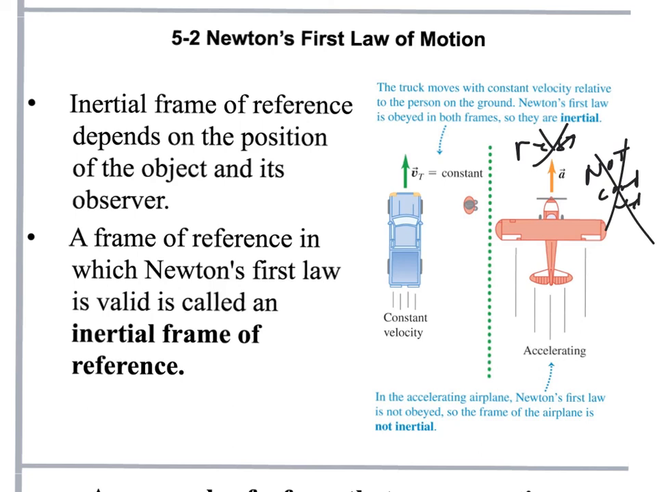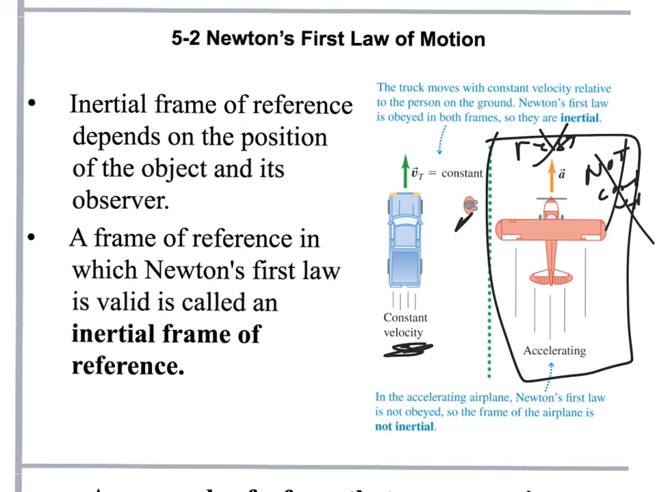So if we put a frame around the airplane, then the plane is not inertial. It's actually propelling itself. And over here, the truck moves with constant velocity relative to the person on the ground. Newton's first law is obeyed in both of those frames, so they're both inertial. He's moving with constant velocity, and this one's observing over here. When they're moving at constant velocity, we have no acceleration.